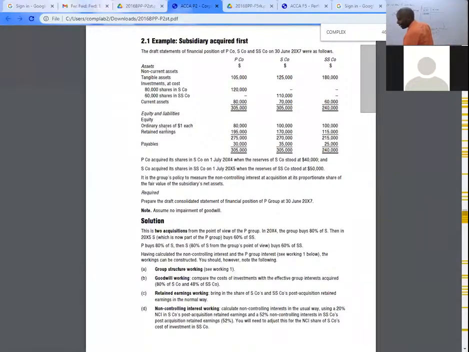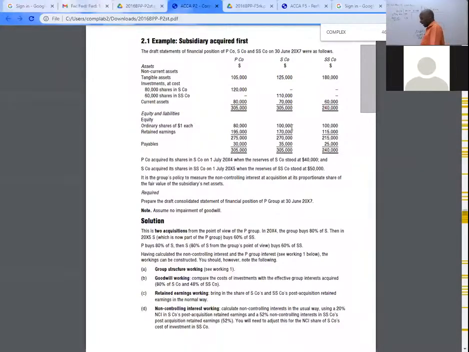The next item is retained earnings. So give us the retained earnings. Retained earnings, ladies and gentlemen, at year end, at the date of reporting, as per the balance sheet, for S company is 170,000. So retained earnings at year end is 170 here, and then on the other side is 115.